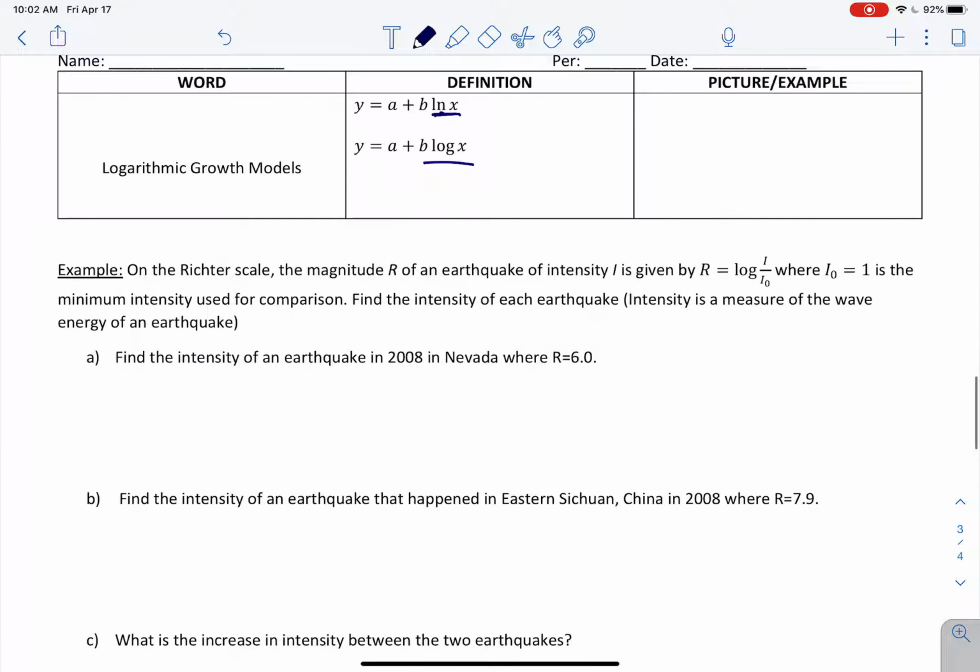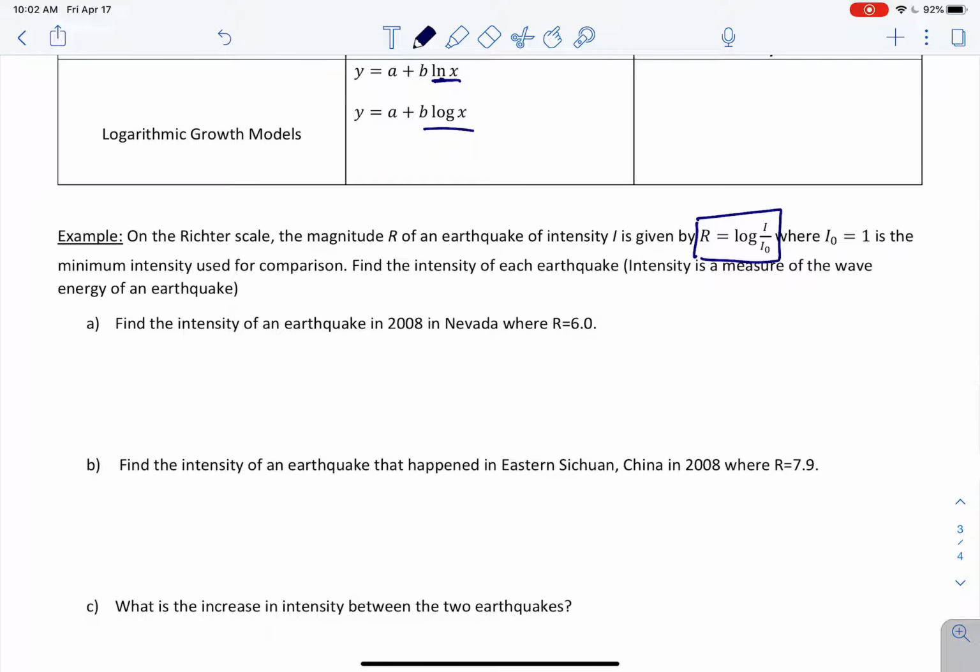A very popular example of this is the Richter scale, which is used to measure the intensity of earthquakes. And so this equation is really just a scaling of using log base 10, where you have a minimum intensity of an earthquake, which is standardized as 1, and then you have the intensity that they rate it, which is like the wave energy measurement of the earthquake, and then they give it a ratio based on that. So for example, if we had an earthquake in Nevada in 2008 where R was 6, the Richter scale value of that earthquake was 6, then we can calculate the intensity of it, the wave energy, by using this equation.